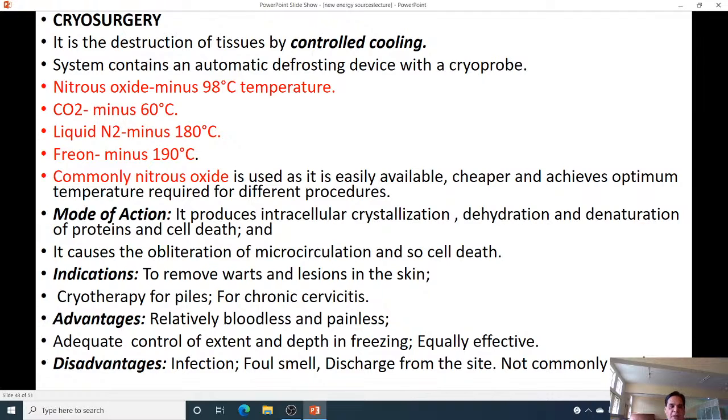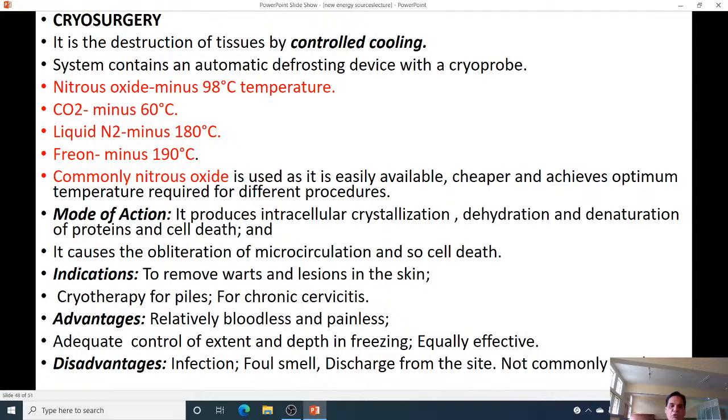It is bloodless and painless, but the depth is not adequate. Major disadvantage, why it is not commonly used, is because infection is common and the discharge is continuous for 3 to 4 days. That is why we are not using it. And the smell is very bad. I have done many surgeries and we have stopped. So it is not commonly used.